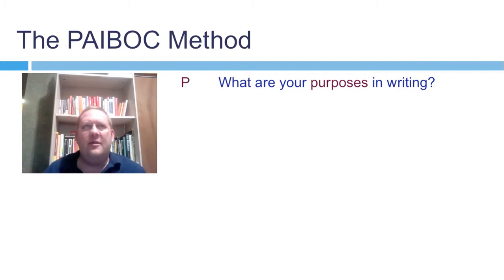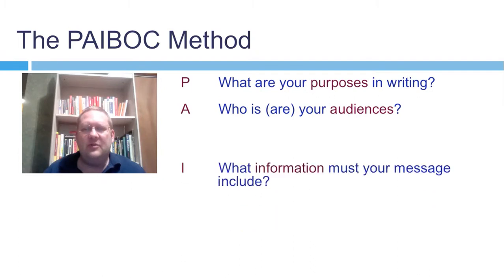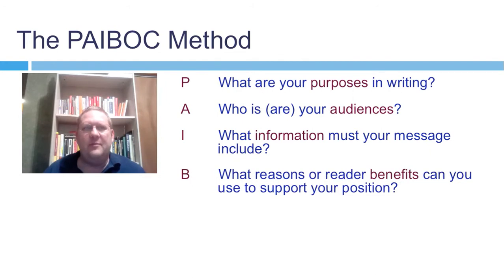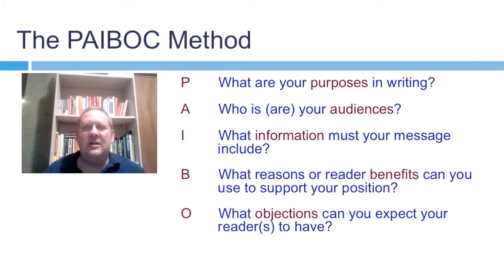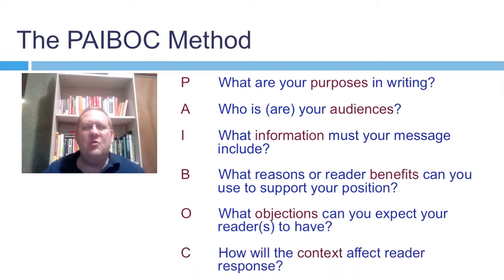Second, who are the audiences? And remember, there are usually several audiences for the communication. Third, what information must the message include? Fourth, what are the benefits that the people who are receiving the communication might hope to achieve if they support the communication? Fifth, what objections can you anticipate to the communication that you can answer in advance? And finally, how will the context affect reader response? And each of these will be important considerations in all 3 of the podcasts for this week.